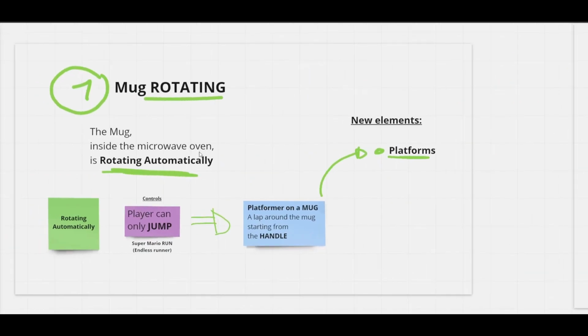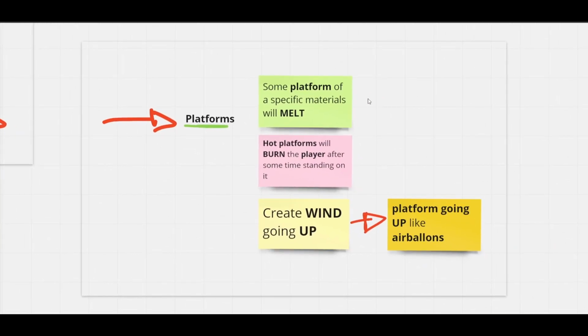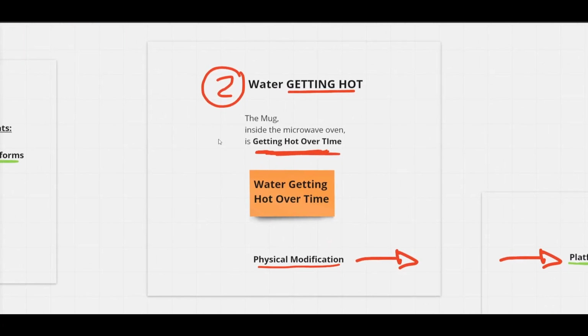Since we have some platforms here for our game, we'll be modifying them. So we are doing some physical modification thanks to the fact that the water is getting hot. Some platforms with specific materials may melt, some may burn the player, some can create wind that goes up, altering the player experience around the mug. All of that in the microwave will also be automatic, but we need something to give the player the power.